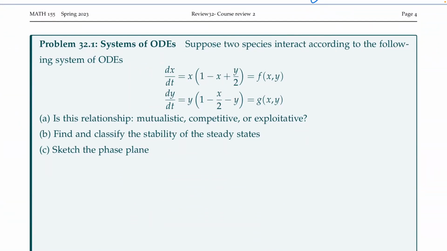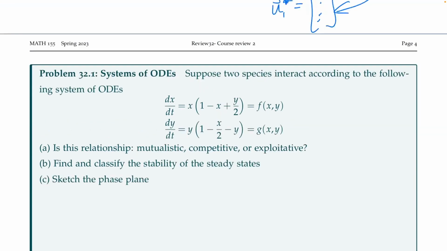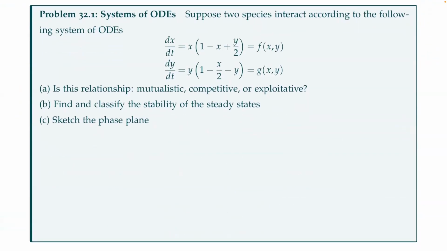I'm going to go through this example with you, rather than give it to you as an example, to make sure that everything's clear. We've done a lot of systems of ODEs, but it has caused quite a lot of problems for people, so I want to make sure that it is really clear. Okay, so we've got some relationship here between two species, X and Y. We don't know what they are. The first thing we're asked is: is this relationship mutualistic, competitive, or exploitative?